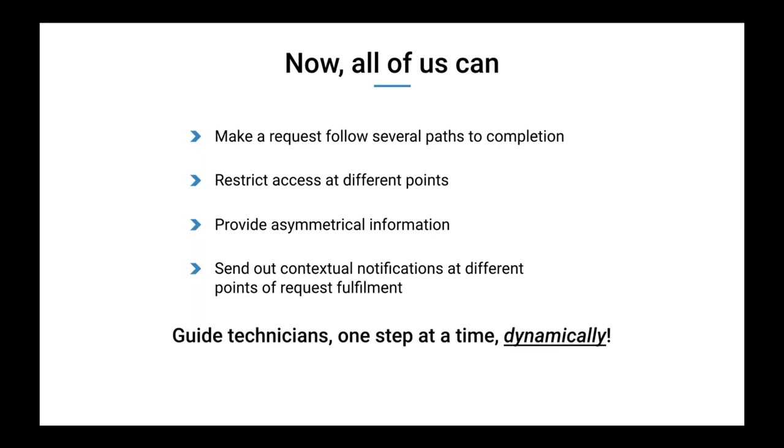Then restrict access at different points, which means I can prevent certain operations from being performed using the negate. I can provide asymmetrical information. I can send out contextual notification at different points of a request fulfillment. So as you could see, rather than just sending out notifications which are system default, I can pick and choose during each transition at the after scenario. I can go ahead and send out custom notifications. So guide technicians one step at a time dynamically.